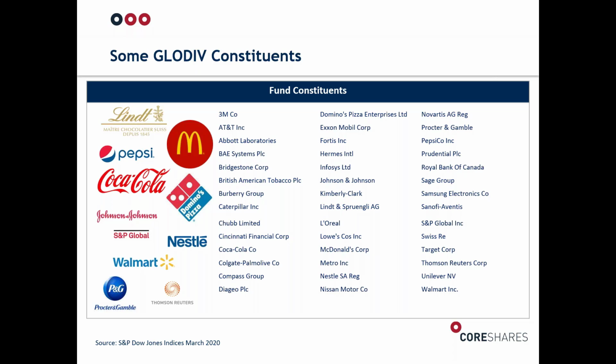You can imagine that no matter how bad things get, you're still going to be buying food and buying washing powder and shampoo and all these kind of really reliable household products. We tend to call them consumer staples in the sector categorization. So this product is very overweight consumer staples.